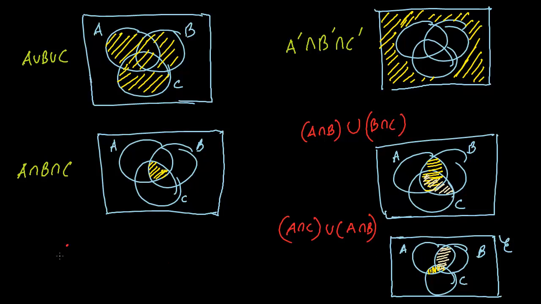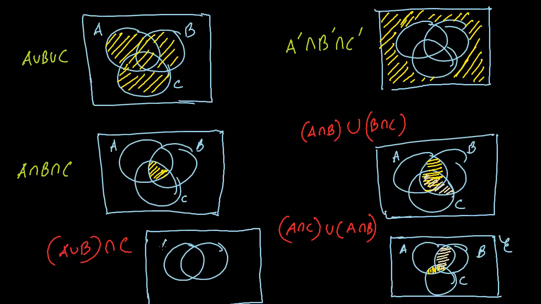What about A union B intersection C? Well, A union B is both A and B completely shaded and C is this. So the common portion between A and B with C, intersection means common, is this region. So this is the region where we will get A union B intersection C.